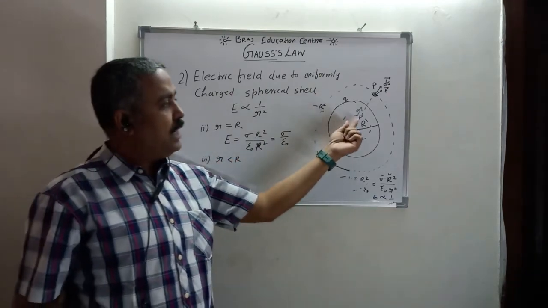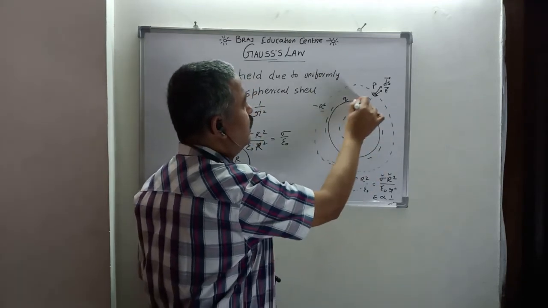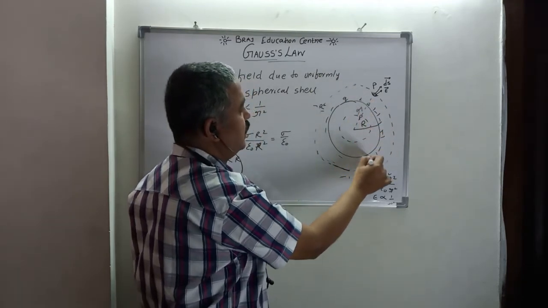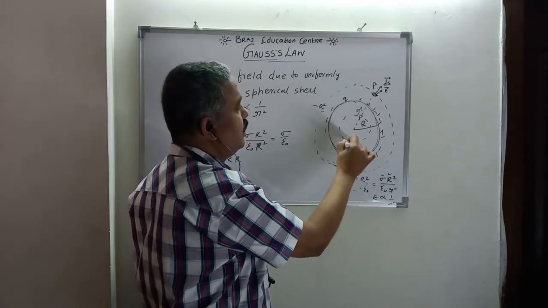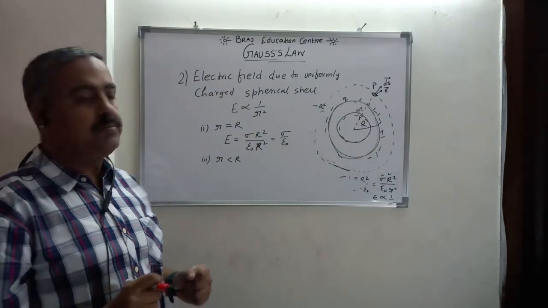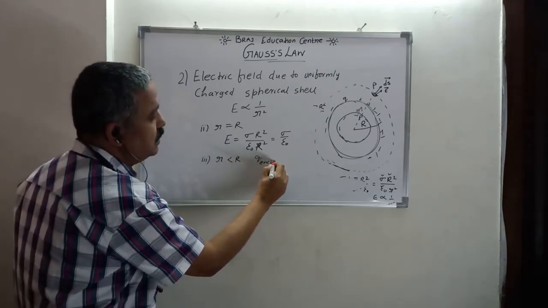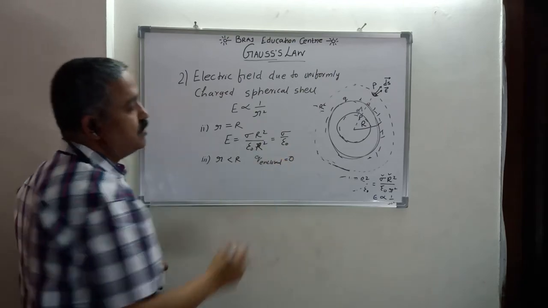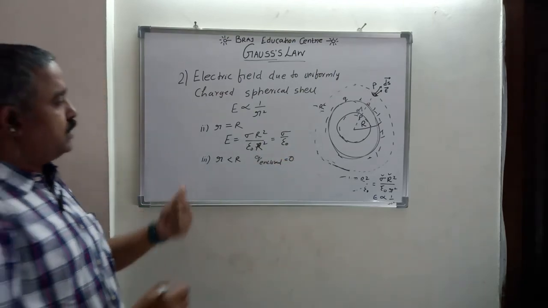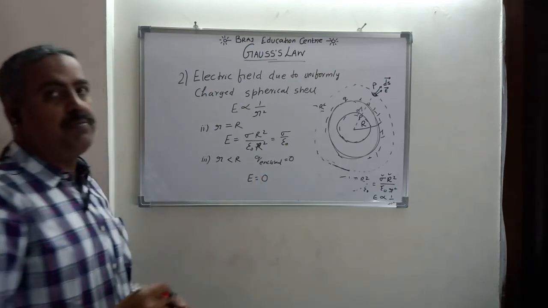If the point P is lying inside, remember the charge is all only on the surface. It may be plus charge or minus charge, but it is only on the surface. So over here, this Gaussian surface does not enclose any charge. Therefore, we have charge enclosed is equal to 0. Automatically, if no charge is enclosed, electric field will be equal to 0.